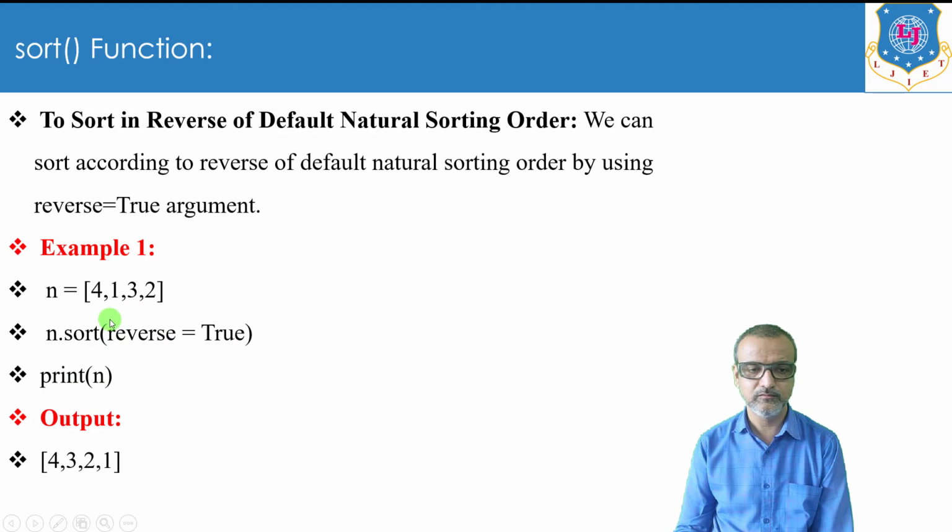See, here we have written reverse equals true. What the sort method will do normally is give us the numbers in ascending order. Here we are writing reverse equals true, it means it will give us the numbers in descending order. So what will be the output? That is 4, then 3, then 2 and finally 1. If you write reverse equals true, then it will give you the numbers in descending order.